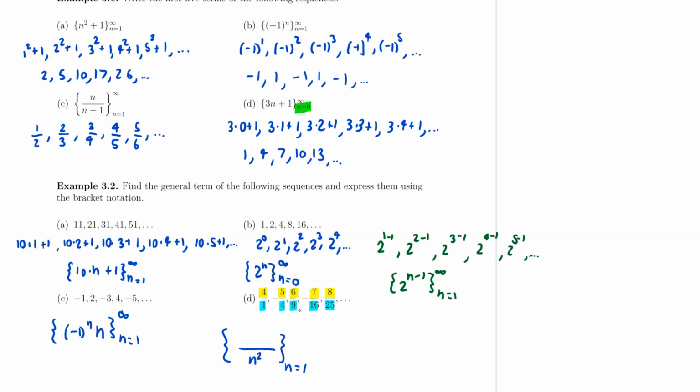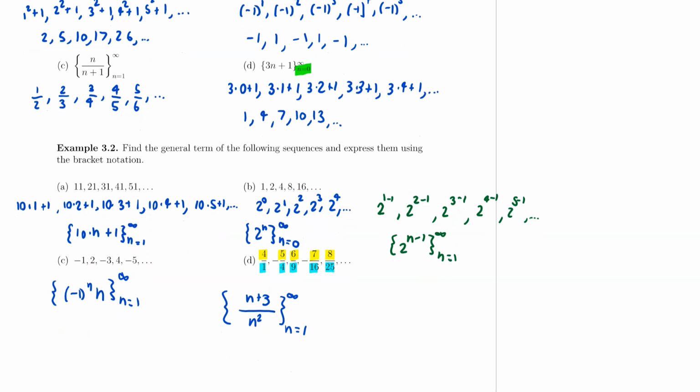Now for my numerator, I have 4, 5, 6, 7, 8. So this is just 1 plus 3, 2 plus 3, 3 plus 3, 4 plus 3, 5 plus 3. So my numerator is going to be just n plus 3. However, I still have this negative sign to deal with. I can use the same trick that we saw earlier, but notice that the negative sign shows up at the alternate place that we saw earlier as well. So for this, it's going to be just slightly different. So let me write back on the side here.